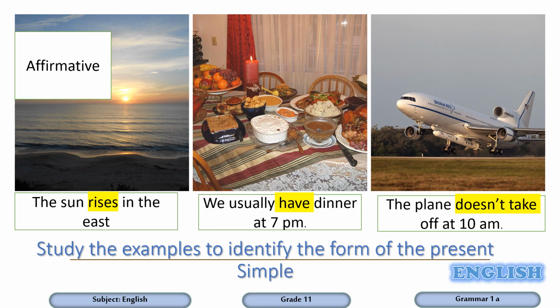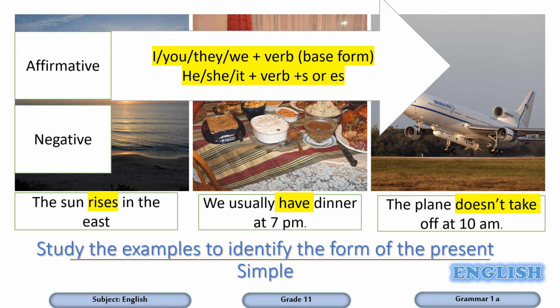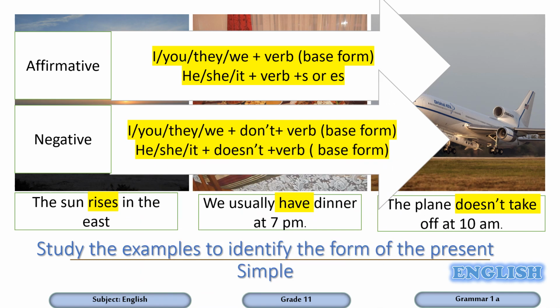So in the affirmative, the present simple is as follows. With all pronouns except he, she, or it, we should put the verb in the base form. But it should be with an S if you have he or she or it, like the sun rises. In the negative, with all pronouns except he, she, it, we use don't plus verb, but we use doesn't plus the verb in the base form with he or she or it.